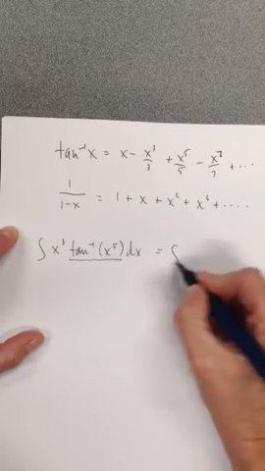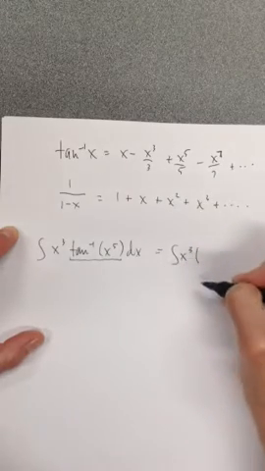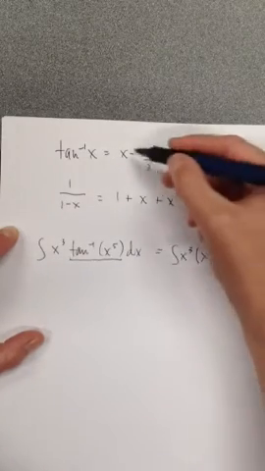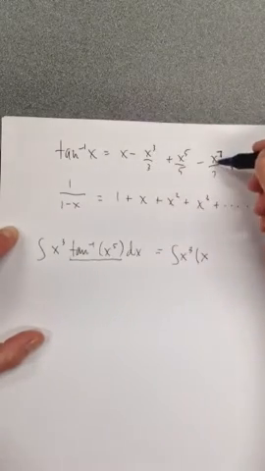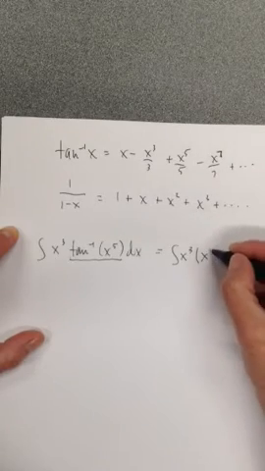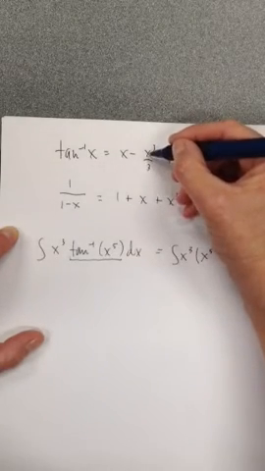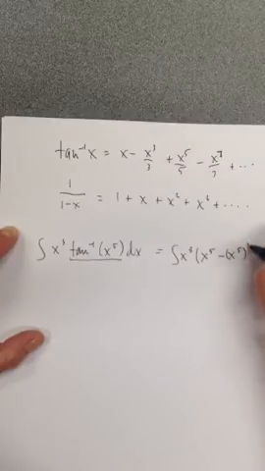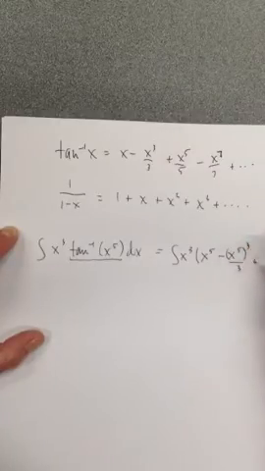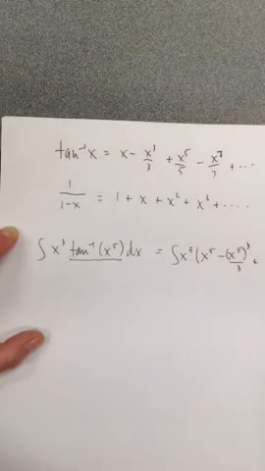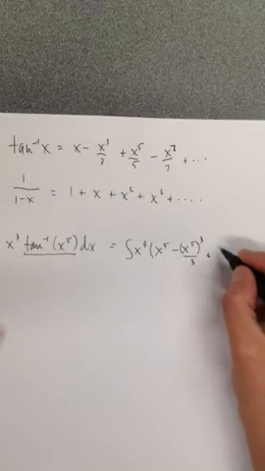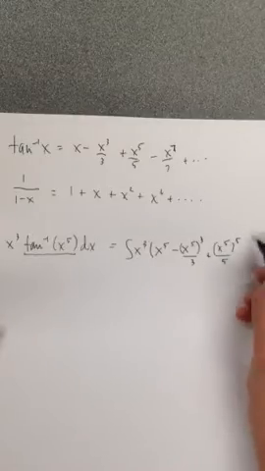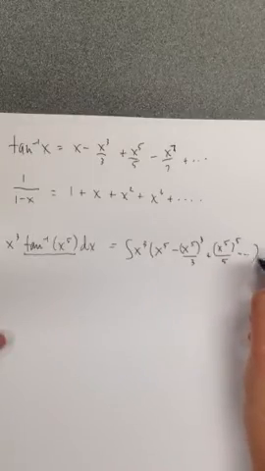So this will equal the integral of x cubed times, I take each of these terms here, so x, and then I'm going to replace each of these terms with x to the fifth. So x to the fifth minus x to the fifth cubed over 3 plus x to the fifth over 5, etc. dx.